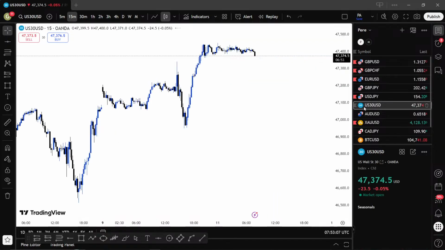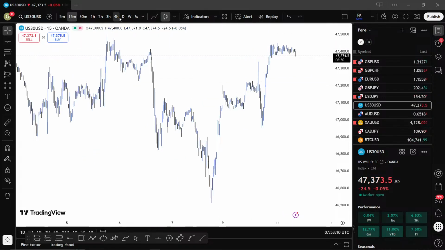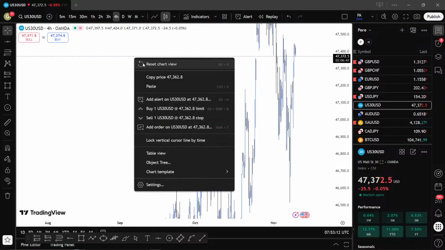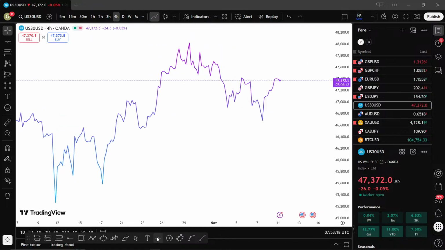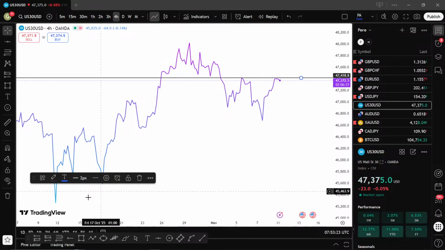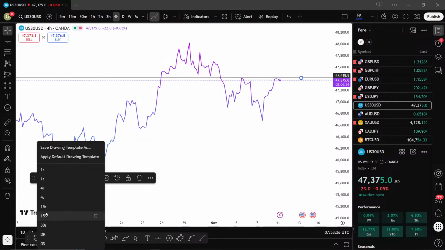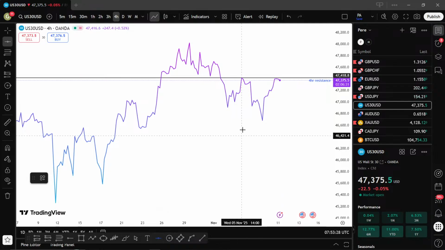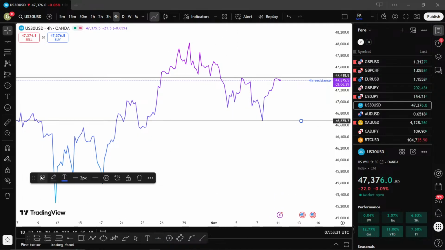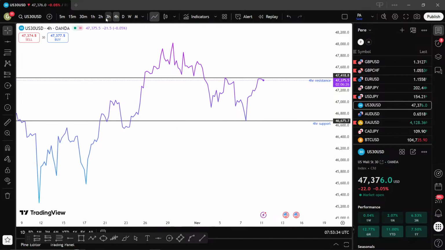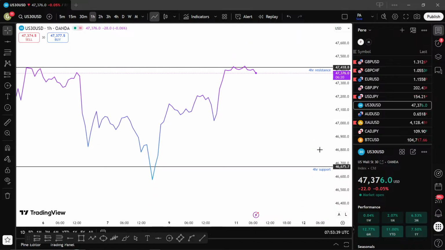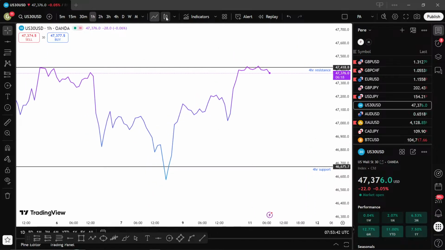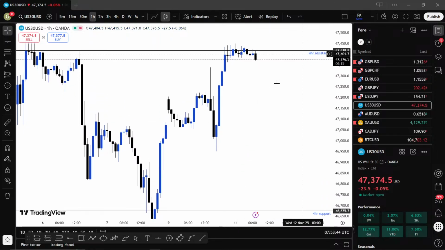Now let me go over to US 30. Now I'll go over to the line chart. The market is currently ranging around the 4-hour level right here. And then another 4-hour support. Come back to the 1-hour time frame. Now let's drop over to the candlestick chart.